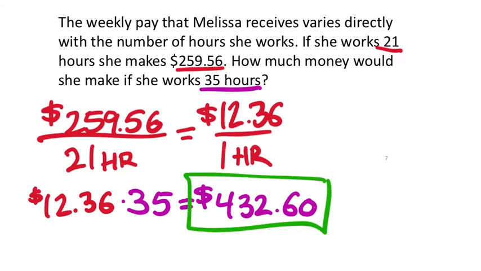But like I said, there's another method that students usually use on this one, and it didn't specify that we had to use a specific method. So I'm just going to set up a straight proportion, and I'm going to skip that phase of solving for her hourly wages right there, okay? So the first fraction I will set up the same. So it's still $259.56 for 21 hours.